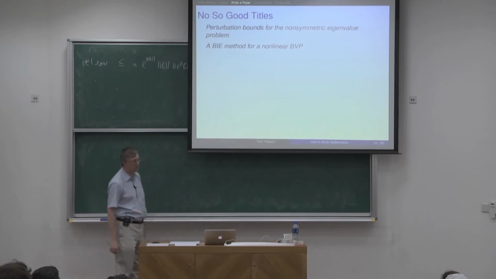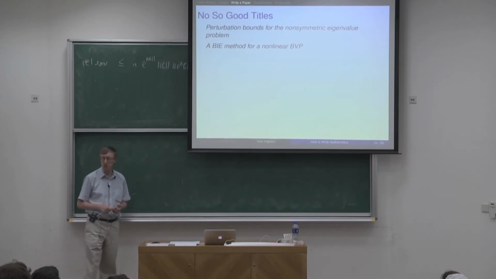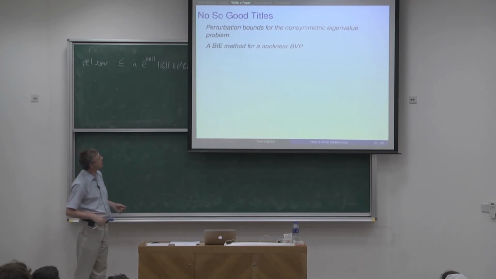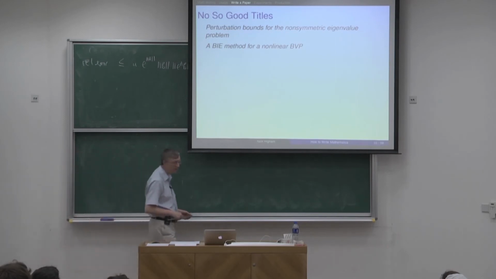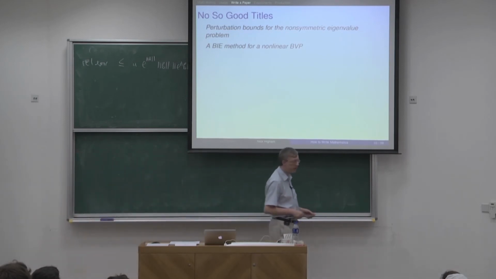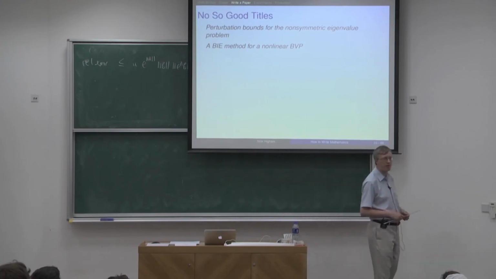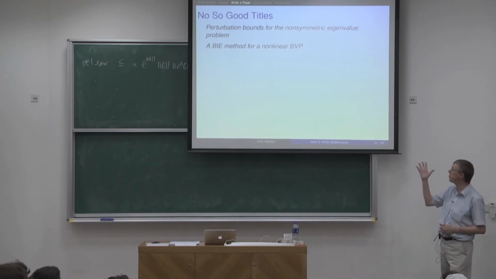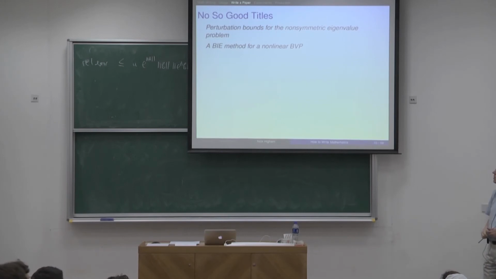Not so good titles, well, many titles that I see are just too general. So if you title your paper "Perturbation Bounds for the Non-Symmetric Eigenvalue Problem", then there's already been 900 papers on that published previously. So what's different about this one? We can't tell from the title. So the title needs to say something about what's new in this piece of work.